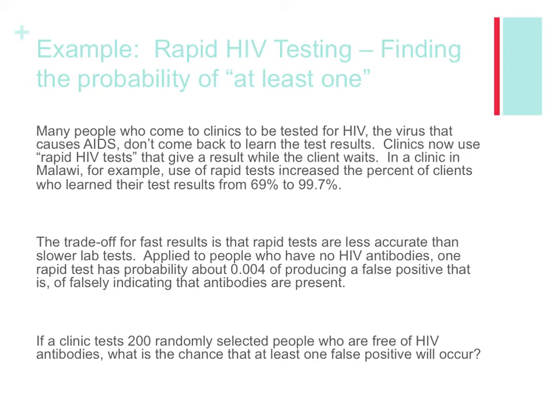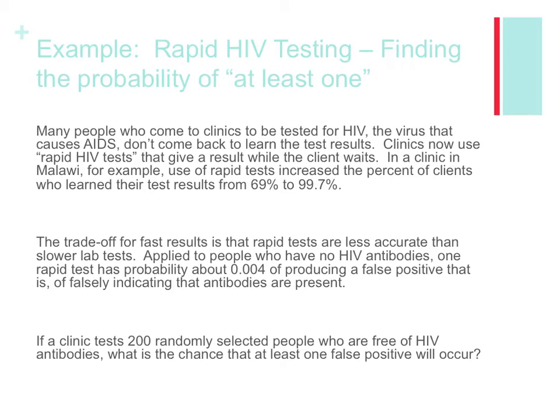Many people who come to clinics to be tested for HIV, the virus that causes AIDS, don't come back to learn the test results. Clinics now use rapid HIV tests that give a result while the client waits. In a clinic in Malawi, for example, use of rapid tests increased the percent of clients who learned their test results from 69% to 99.7%. The trade-off for fast results is that the rapid tests are far less accurate than the slower lab tests.